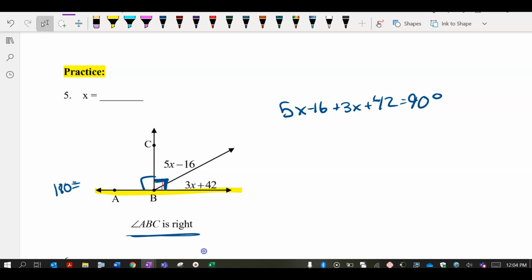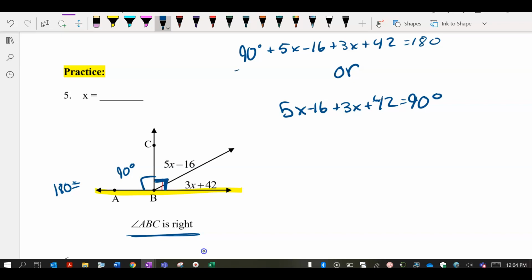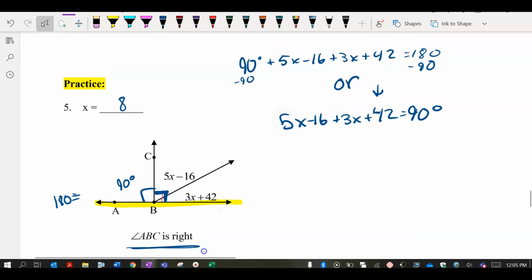Okay, so from here, what we can do is, if this is 90 degrees, we can do 90 degrees plus 5x minus 16 plus 3x plus 42 equals 180. When we subtract that 90 over, it'll just get us right back to here. So either one will be fine. And when we go ahead and solve, we get x equals 8. And that is that example here.